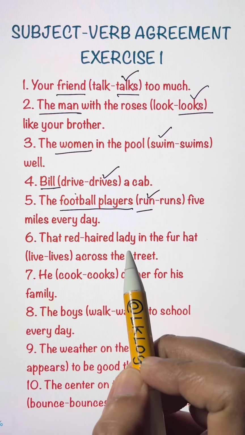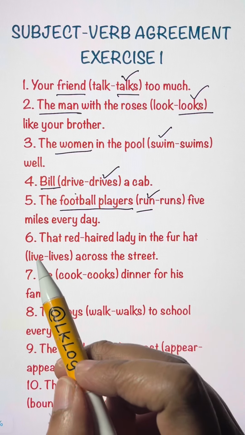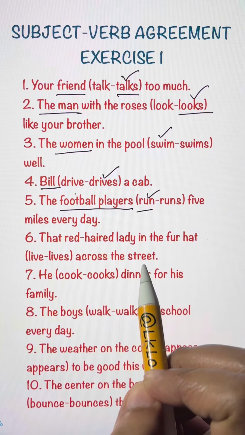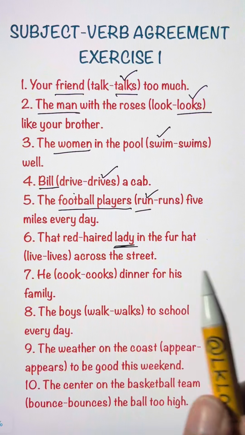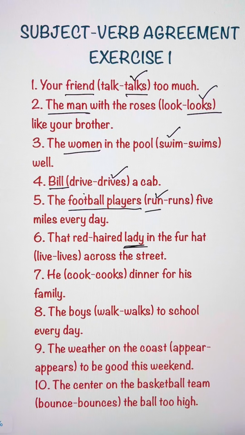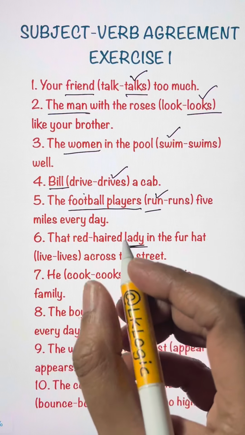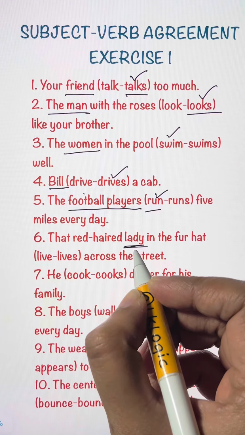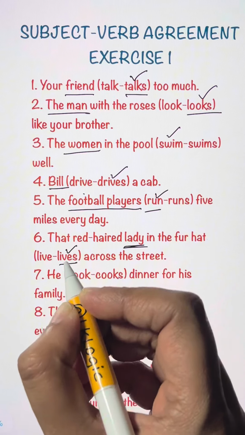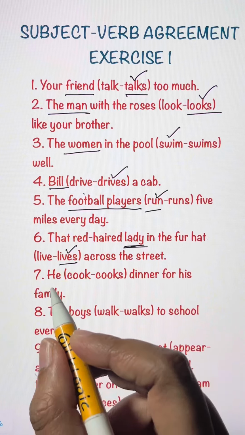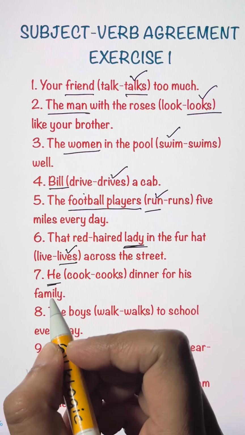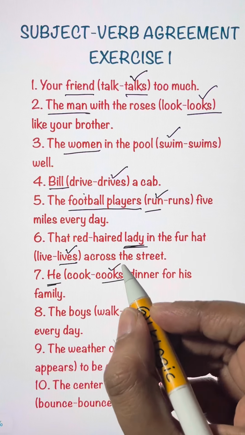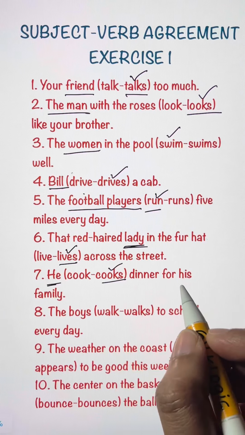That red-haired lady in the fur hat lives across the street. So what do you think? It's a lady, a single lady you're talking about. She's red-haired or in a fur hat, it doesn't matter. You're talking about a singular subject. So what's your singular verb here? Lives across the street. He cooks dinner for his family. He, a singular subject, so singular verb, cooks. He cooks dinner for his family.